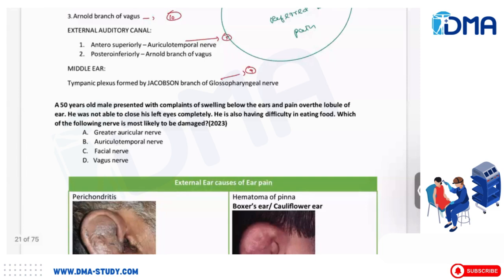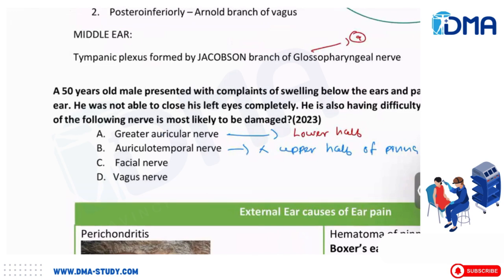Okay. So based on the pain over the lobule of the ear, Dr. Gaurav has suggested that it could be an auriculotemporal nerve. Point number 1, auriculotemporal nerve could not be the answer because it will supply only the upper half of the pinna. Point number 2, greater auricular nerve supplies the lower half. It could be the answer, but the problem is the patient was not able to close his eyes completely. It means that the facial nerve has been damaged.